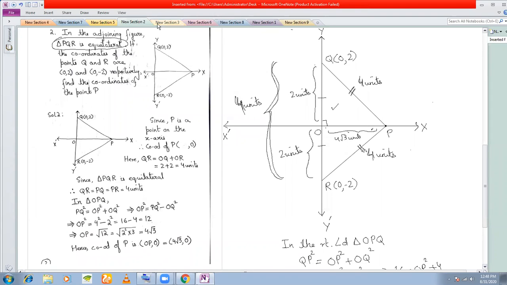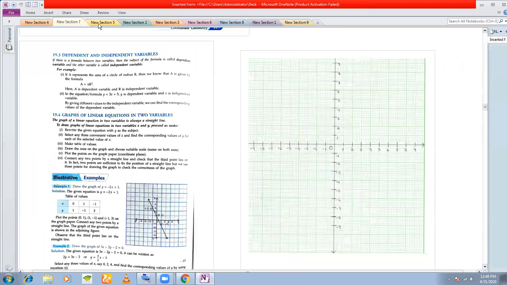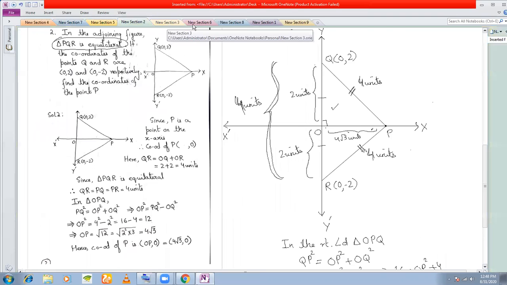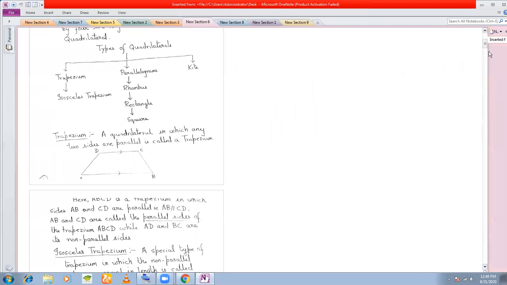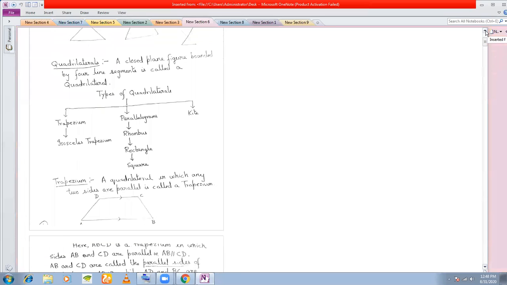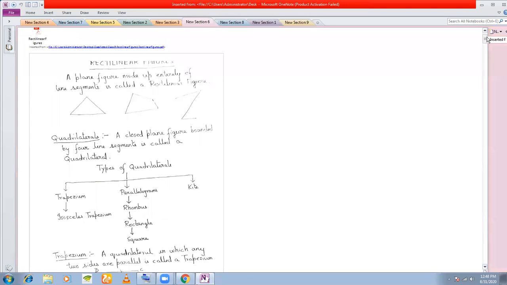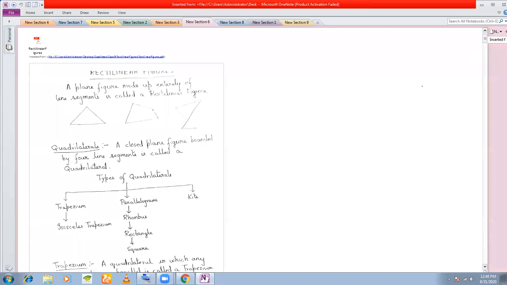So what I intend to start today is a new topic, and that is rectilinear figures. I want to start rectilinear figures today. Let me tell you, remember the properties, and it's not going to be an easy one. Now, what is a rectilinear figure? A rectilinear figure is any figure that is bounded by line segments. In fact, any kind of polygon is a rectilinear figure.